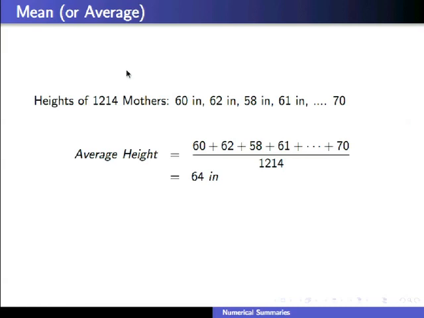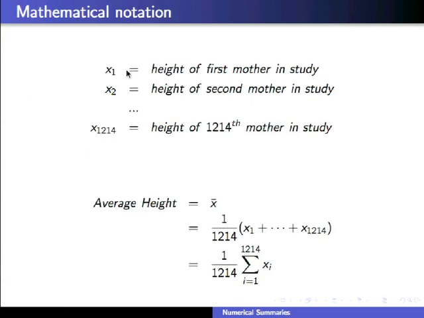Here's a set of data that you're very familiar with. I have only put the first 4 values: 60 inches, 62 inches, 58 inches, 61, 70 inches. The average height for a mother is when we add up all of the values across all of the mothers and divide by the total number. We have 1,214 mothers in our study that have heights that are reported, and the average of those values is 64 inches.